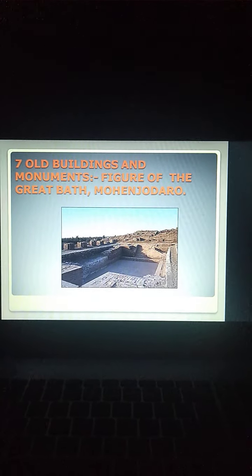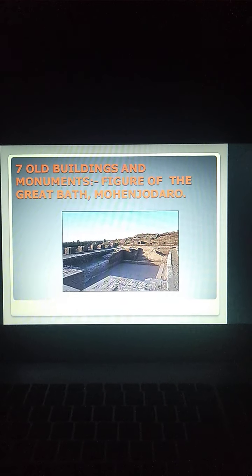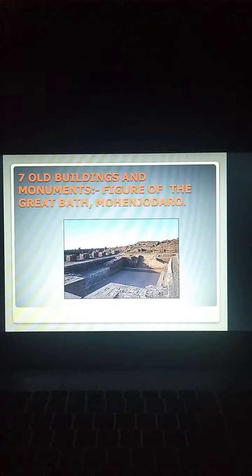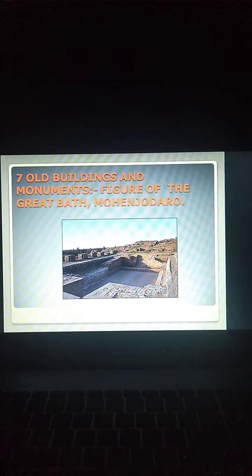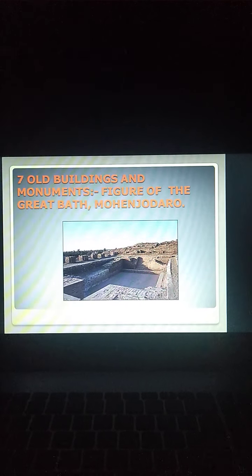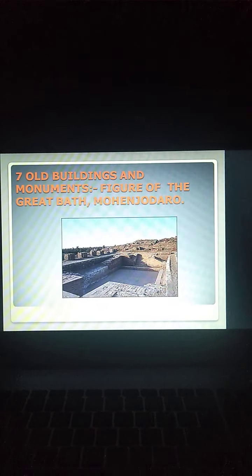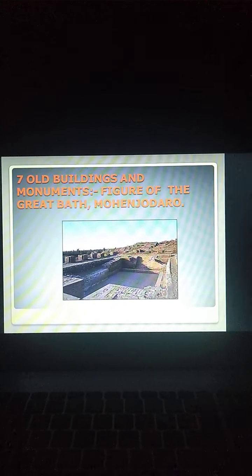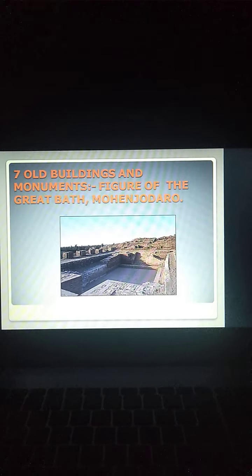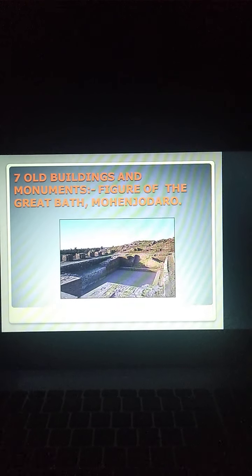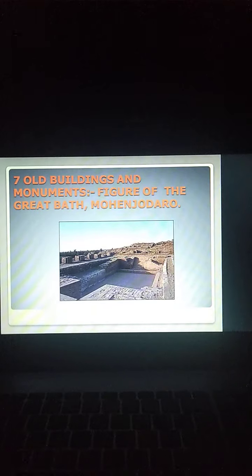Next, we have old buildings and monuments. During excavation, historians or archaeologists also find various old buildings and monuments which belong to the early man period. Like in this figure, this is the Great Bath which archaeologists found in Mohenjo-daro during excavation. The Great Bath is a bathing place where people usually took a bath during a historical event.